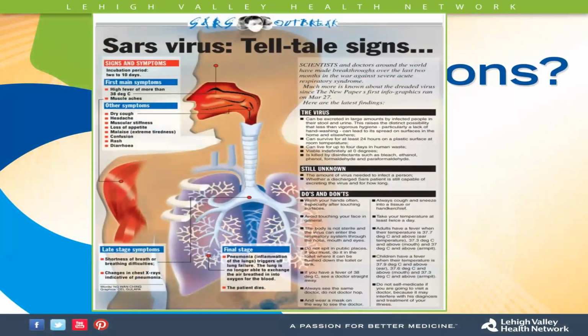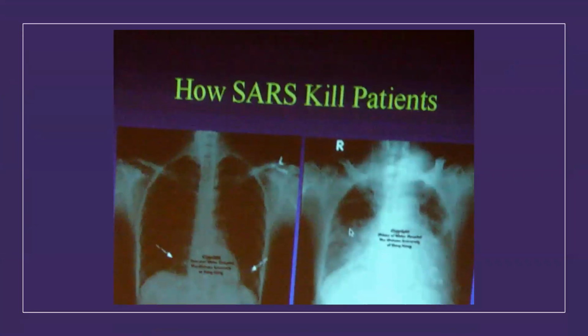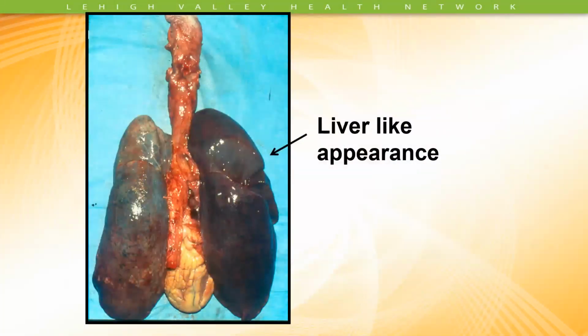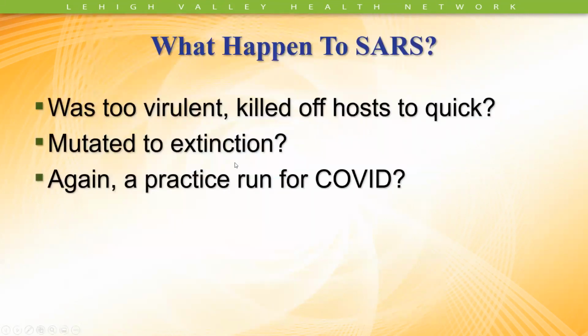And SARS has the same kind of symptoms as COVID. They call it respiratory problems. This is a patient that died of SARS, and they have their hemorrhagic lung. It was too virulent, killed off its host too quickly, and mutated to extinction. Again, was it a practice run for the COVID virus, saying, let's try this and see what happens? This failed, so it came back to fight another day.